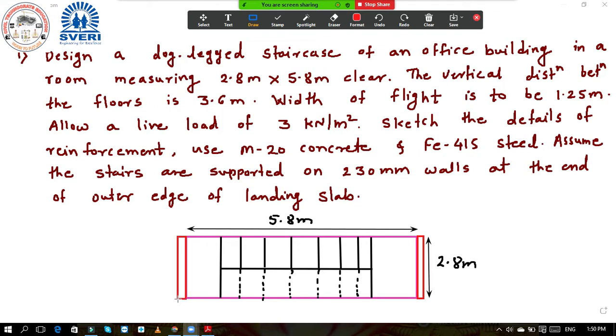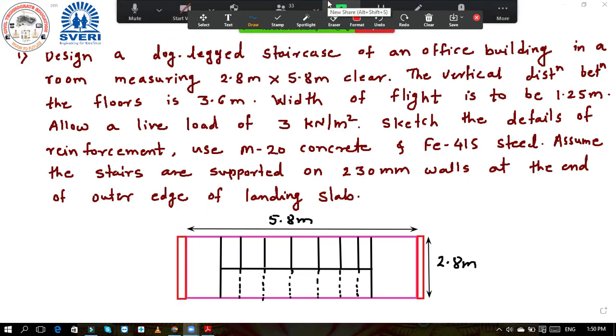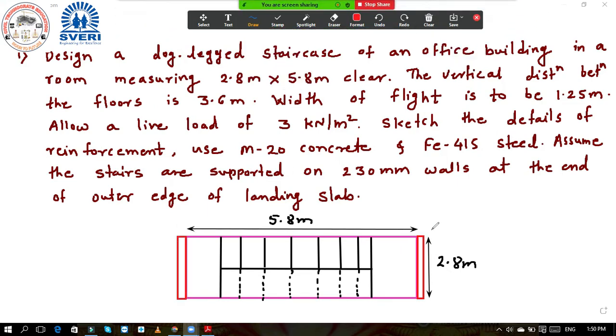Here is the support given. Okay, and now what is the width? The width of this wall is given as 230 mm on both sides.